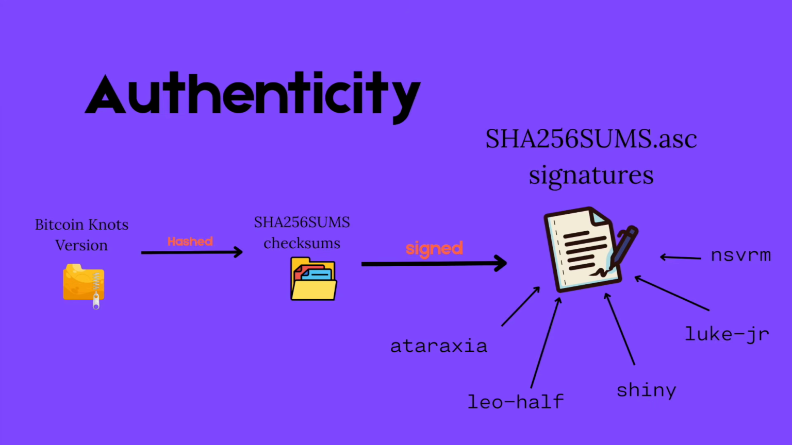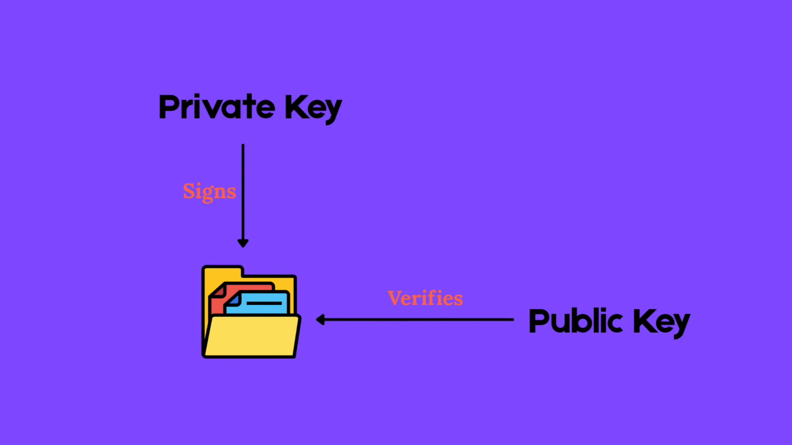That's why developers will actually sign this checksum file with their private keys, creating the SHA256SUMS.asc file. This proves the checksum hash file really came from them, is authentic, and has not been compromised. PGP works with private-public key pairs. The developers will use their private key to sign, and we can use our public key and GPG to verify that that signature is a good signature.